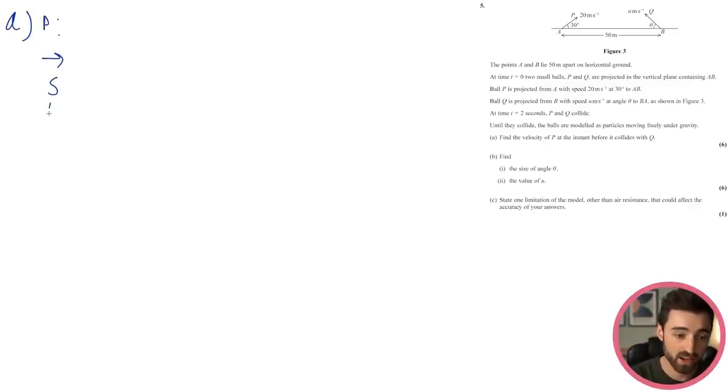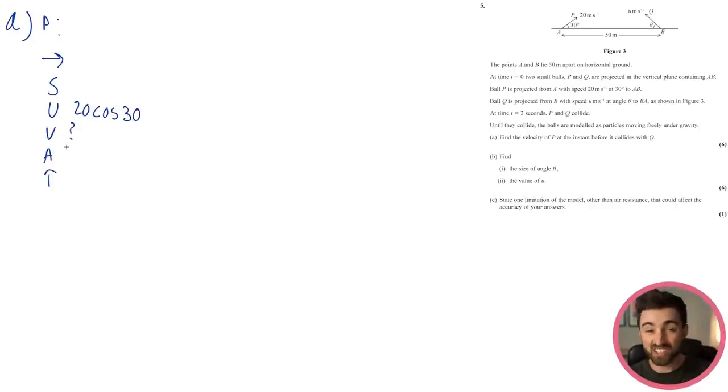So for P, horizontally, let's see what we have. SUVAT. Okay, so for S, I don't know what S is. I don't know where they collide. The u is going to be the horizontal component of that initial velocity. So that's going to be 20 cos 30. I'm going to go across that angle to get the horizontal component. So that's 20 cos 30. V, well, it's what I'm trying to find out, isn't it? A, so acceleration horizontally is actually going to be zero. If you think about it, all the acceleration is due to gravity, which is just going straight down to the Earth. So acceleration is actually zero in that case. And T, we are told, is 2 when these collide. So that's enough information for me to work out V here.